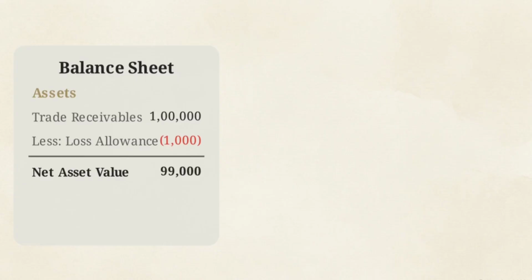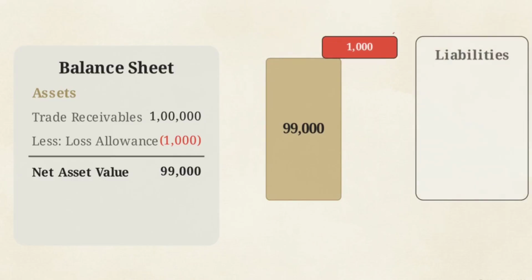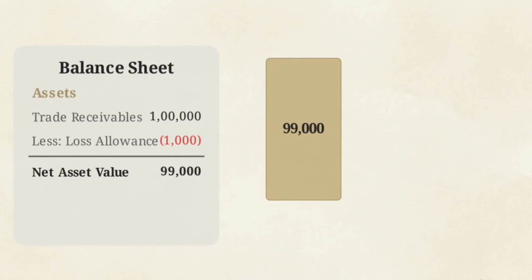On the balance sheet, the provision is shown as a deduction from the asset. In this example, you report 1 lakh in trade receivables less the 1,000 loss allowance for a net carrying amount of 99,000. We present it this way because the provision represents the diminished value of the asset itself. It is not a liability owed to a third party. It is a recognition that you expect to receive 1,000 rupees less than the face value of the receivable.